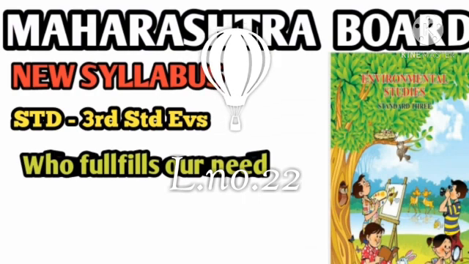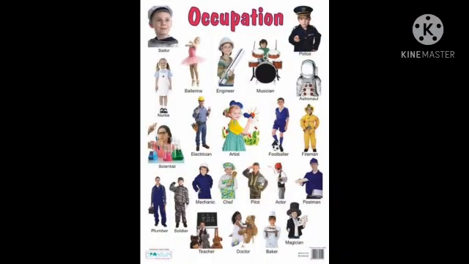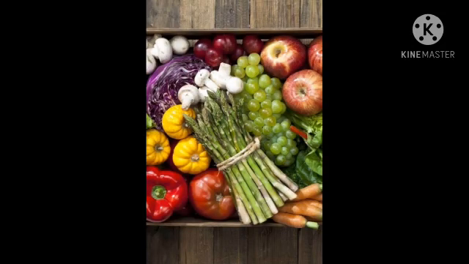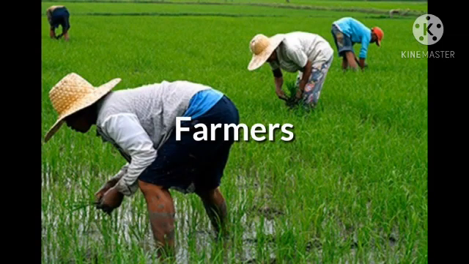There are many community helpers like teachers, doctors, milkmen, farmers, grocers, vegetable sellers, potters, etc. All these people help us in our life. Air, water, food, and shelter are the basic needs of our life. We need food to eat, and for that we need farmers.